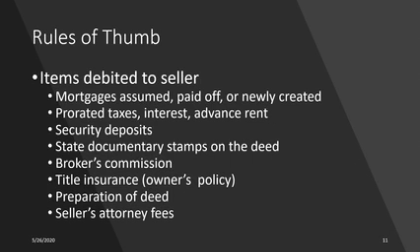Now, debited to a seller would be mortgages assumed, paid off or newly created, prorated taxes, interest, advance rents, security deposits, state documentary stamps on the deed, broker's commission, title insurance, preparation of deed, and seller's attorney's fees.